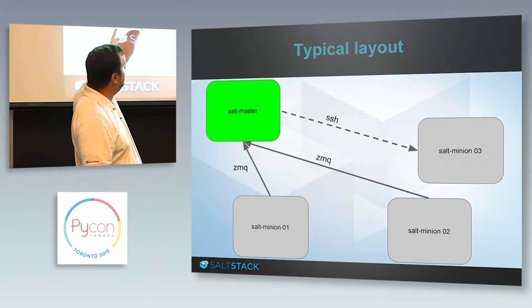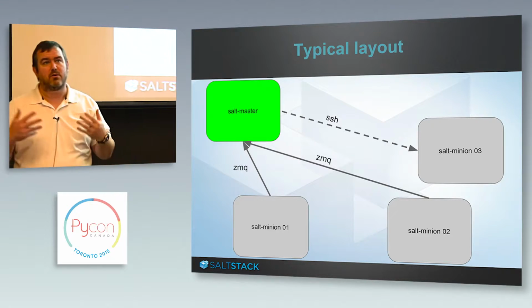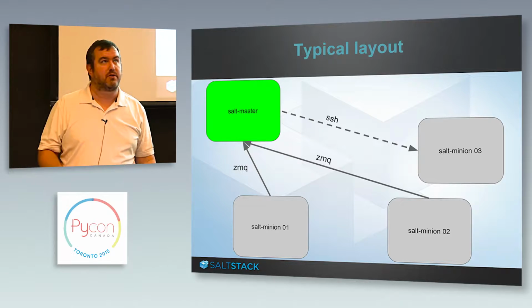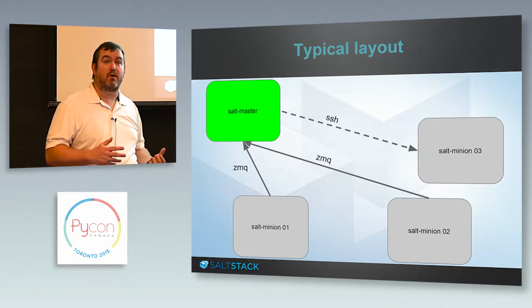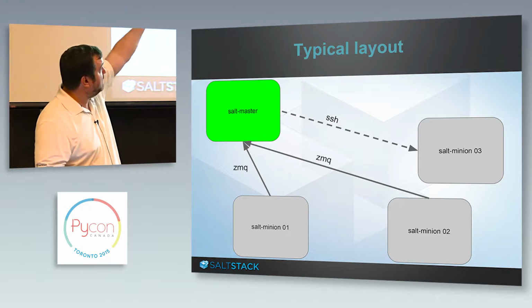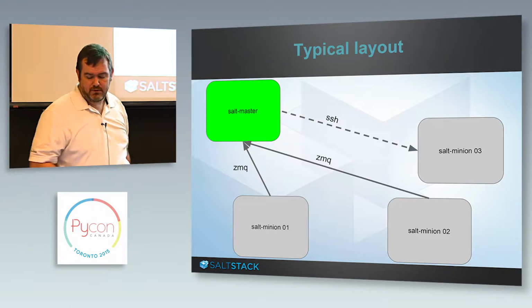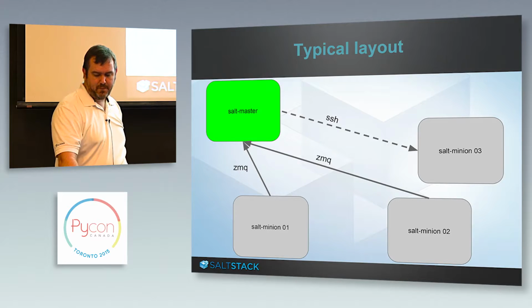We also have a diagram here, this third minion. For some reason, we can't install the Salt minion, or maybe we don't want a constant connection to it. So we're connecting over Salt SSH. So whenever we want to run a command or configure that server, we use Salt SSH, and that'll SSH in and run all your Salt configs and everything. That's a typical layout.